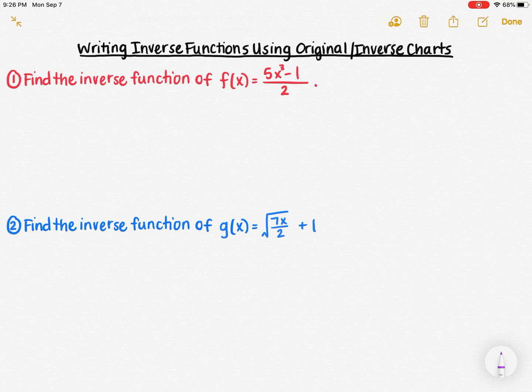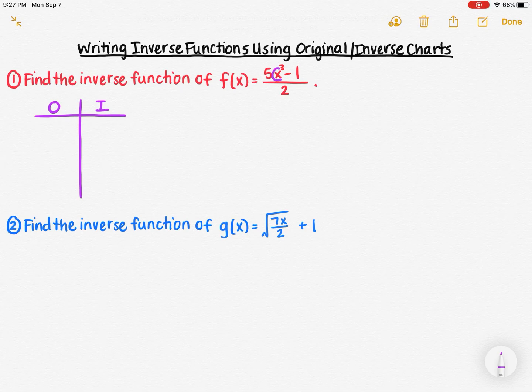So the first thing I'm going to do is make my OI chart. Remember, O stands for original and I stands for inverse. So on the left side, I'm going to list the steps in the function that are the original steps. I need to look at my function and figure out what the steps in this original algorithm are that get us from our original number we plug in, x, to our output. So our input to our output.